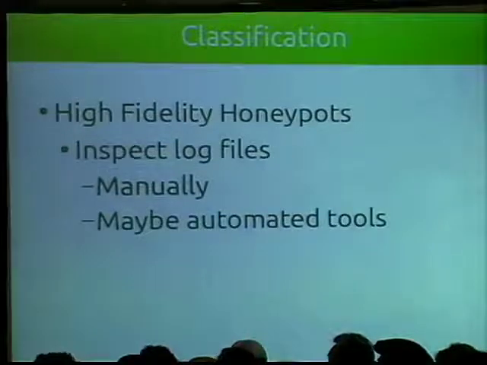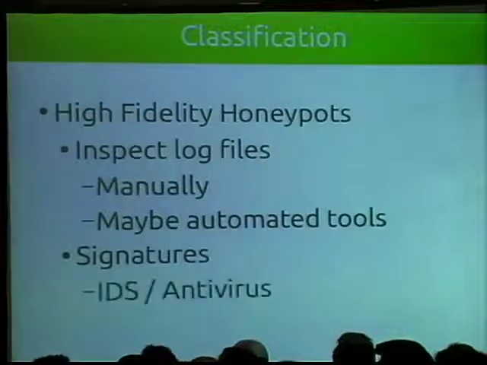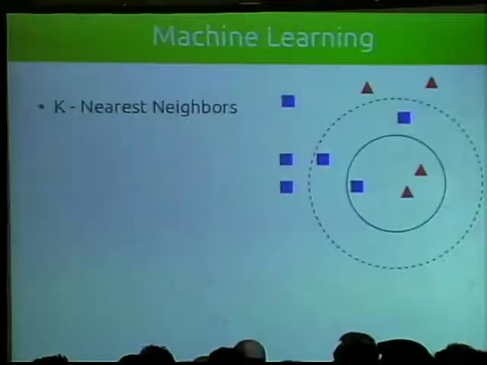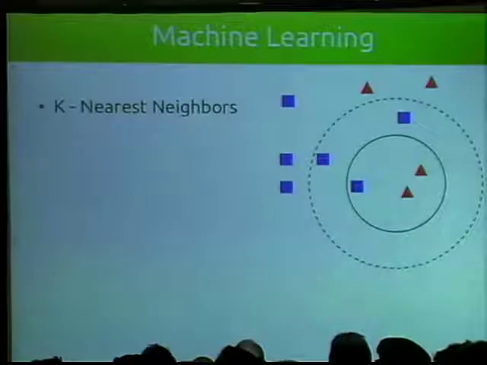It's really annoying. It takes a lot of time. Because signatures, like IDS and antivirus sort of things, help, but not really in the sense of reconnaissance. And signatures mostly fail in this case. So what we're going to be doing is machine learning. This is a really cool part about this. I really wanted to get into it.